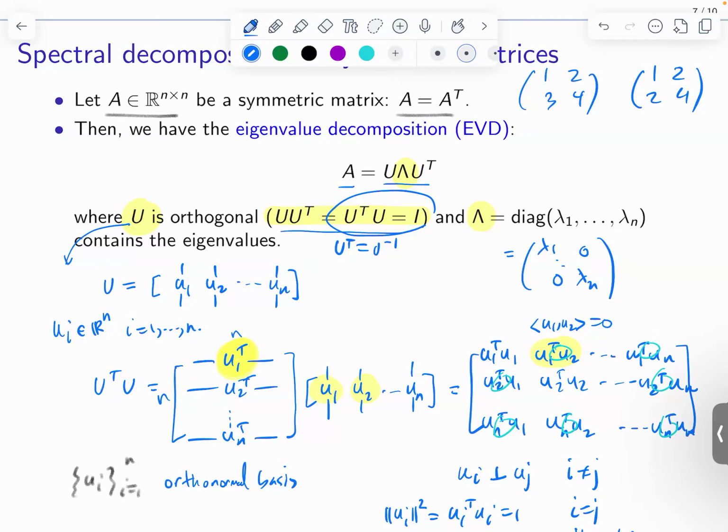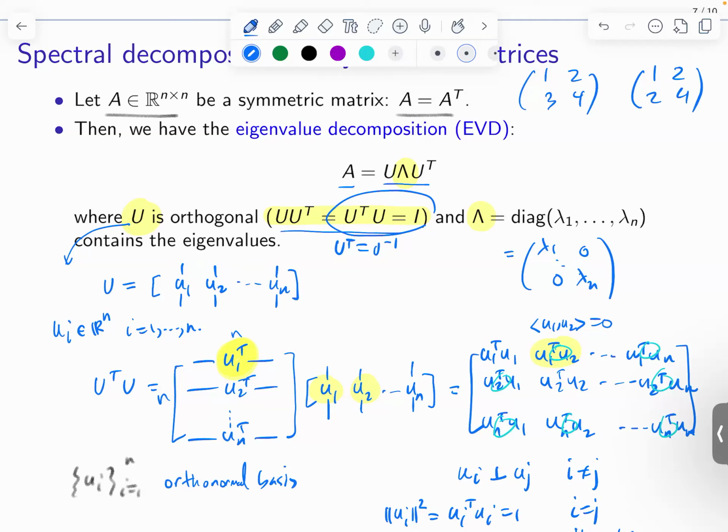Where do they come from? So what are the lambdas and the u's? Anyone has seen this in linear algebra? If I give you a matrix, how can you compute this decomposition? No one has seen this.